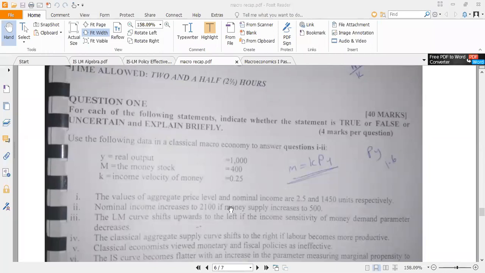So the VN is true, right? It's ineffective. Okay, and I'm sure you can do the VI, but I explained it extensively. ISK becomes flatter with an increase in the parameter measuring marginal propensity to consume. Is it true or false?